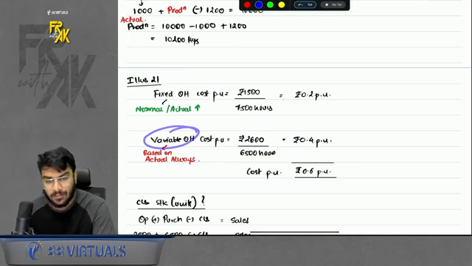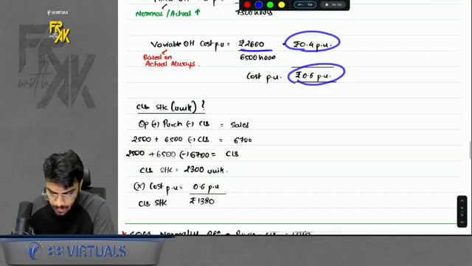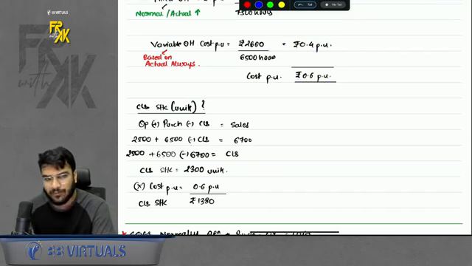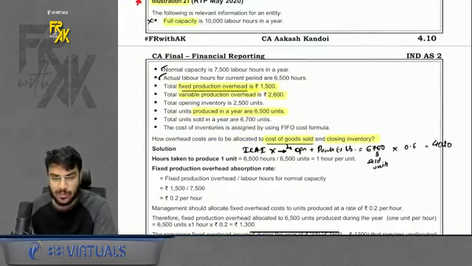Variable overheads you will always base on actual, divided by actual number of hours. You will get per unit. Okay, this is the cost per unit. Now closing stock units are missing. Apply that formula: opening plus purchase minus closing is equal to sales. Through this formula you can get the closing stock amount.